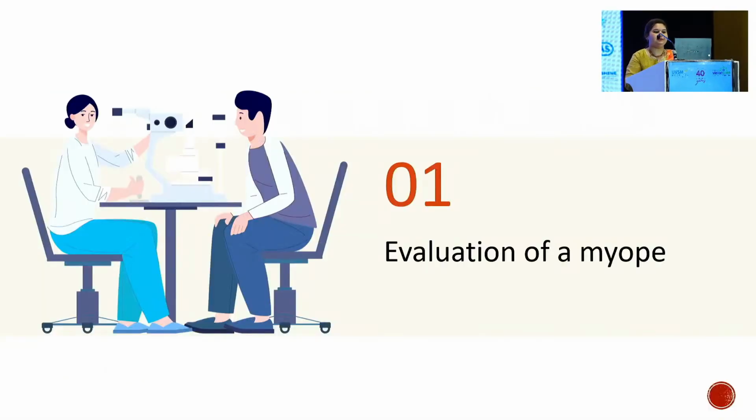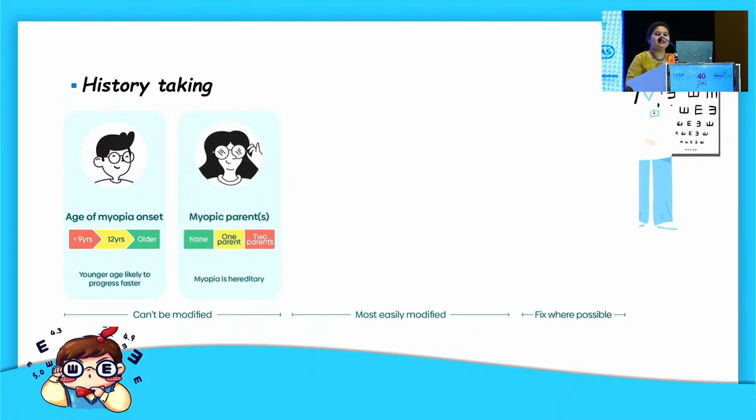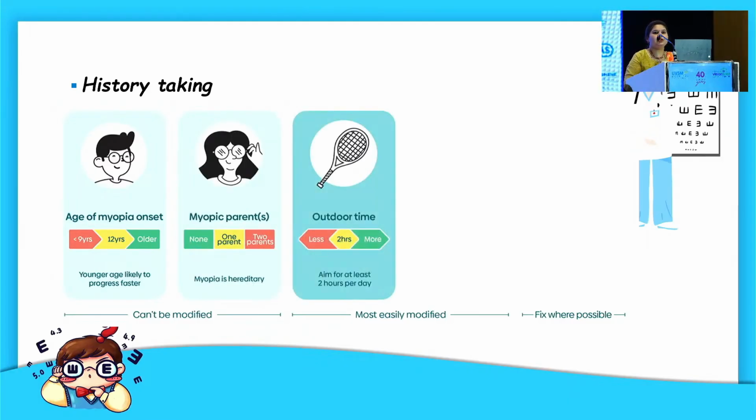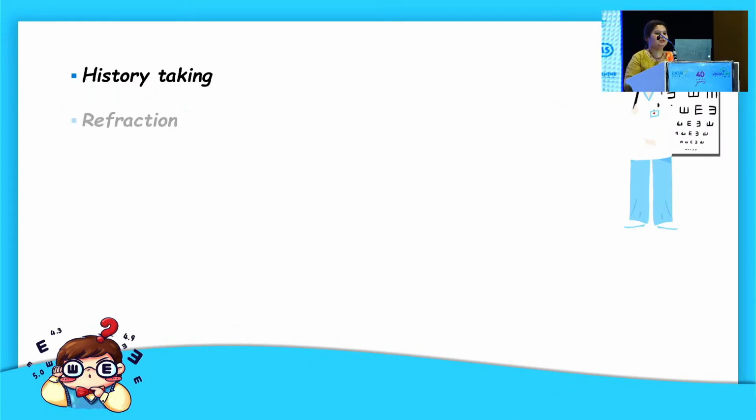How do you evaluate a patient with myopia? Most important is history taking. We have to consider the age first. Younger the patient, more the chances of progression. If the parents are myopic, then there are more chances of progression. You have to consider the amount of time spent outdoors, the amount of near work that they do, the amount of time they spend on the gadgets, and presence of or correlation with any other binocular vision disorders.